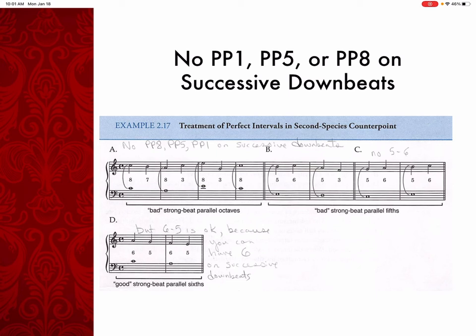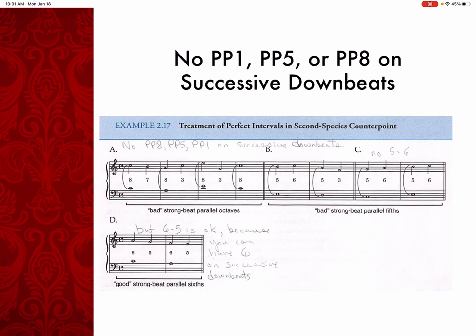Now the same thing applies in letter B with fifths. If I just play the downbeats, that's pretty strong. Even if I fill them in with 5, 6, 5, 3, you still hear those very strong P5s, and that's not good to have those on successive downbeats either. Now look at letter C.